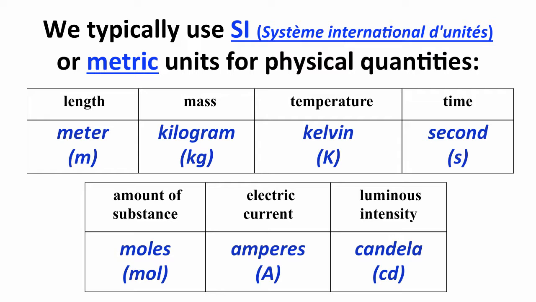Amount of substance will be in moles. Electric current is in amperes. And luminous intensity, kind of a not very commonly used value for chemists at least, is in candela. And of course we will use variations on this, like centimeters, not just meters, and grams, not just kilograms, and degrees Celsius rather than just Kelvin, etc. But these are the fundamental or basic units we'll be dealing with.